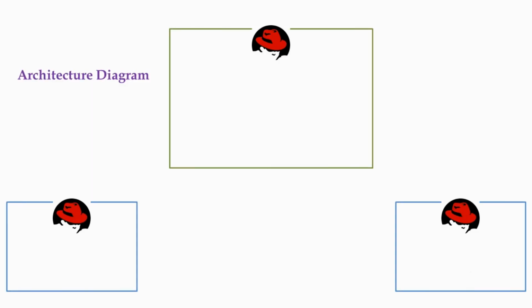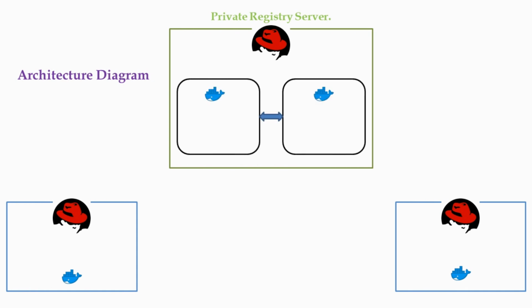In this tutorial, I will demonstrate how to set up a Docker private registry using Linux. If you check the architecture diagram, I will be using three RHEL 8 servers. The top one is the Docker private registry server. It includes two containers: one is the Docker registry and the other is an Nginx container.